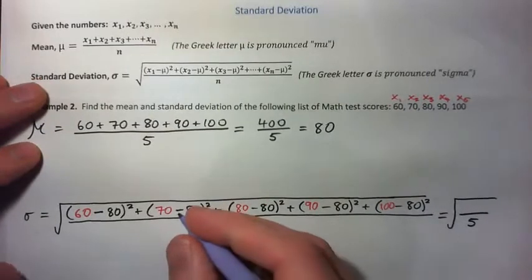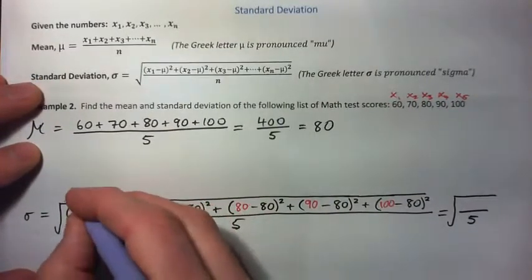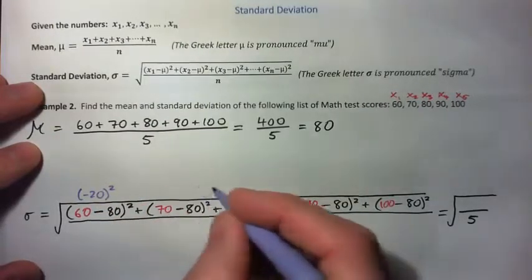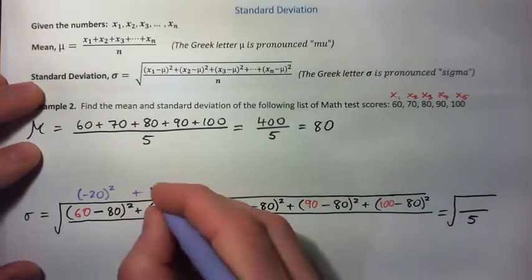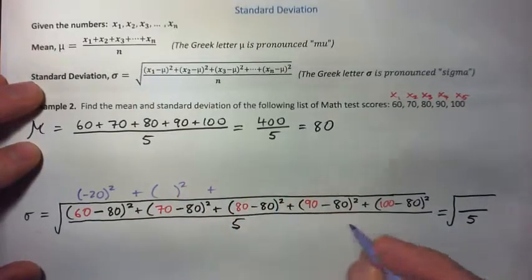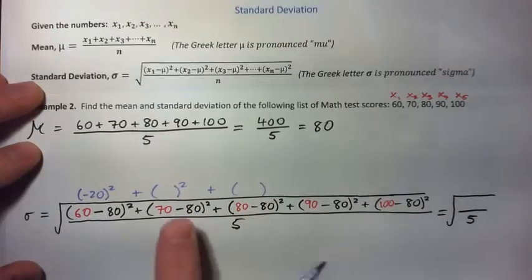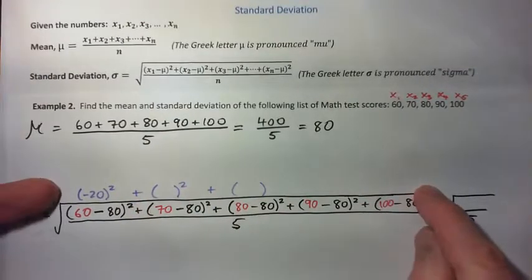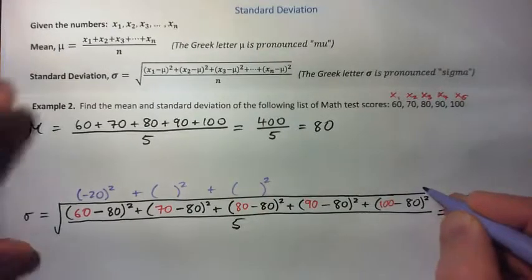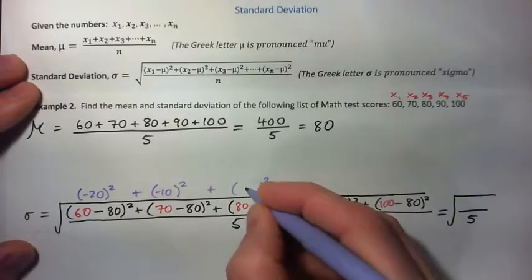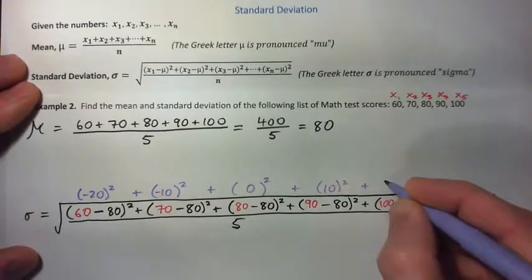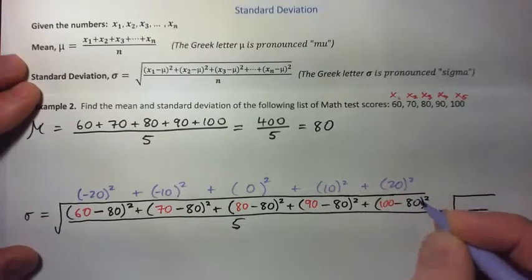So if I take the top, 60 minus 80, that's negative 20 squared. And then we've got 70 minus 80, which is what? Right? So please press pause and at least finish off this line to here. All the squares, add them all up. Okay, I'll do it now. So this should be negative 10 squared. This should be 0 squared. This should be 10 squared. And this should be 20 squared, right?